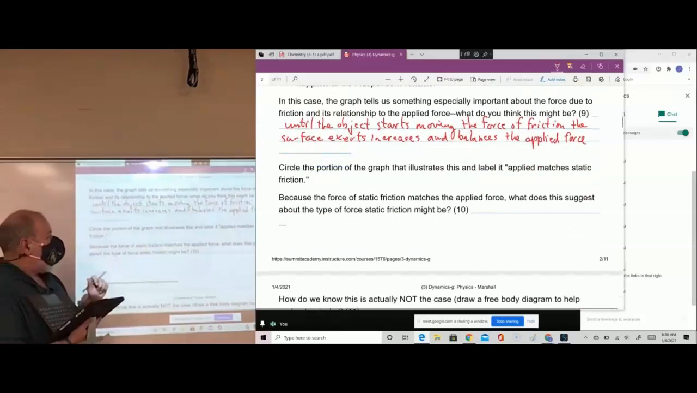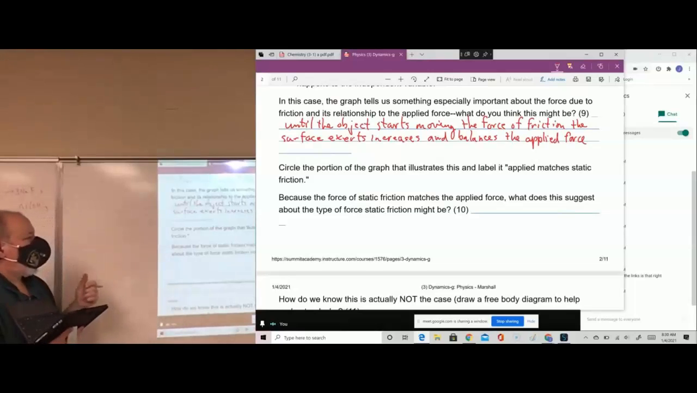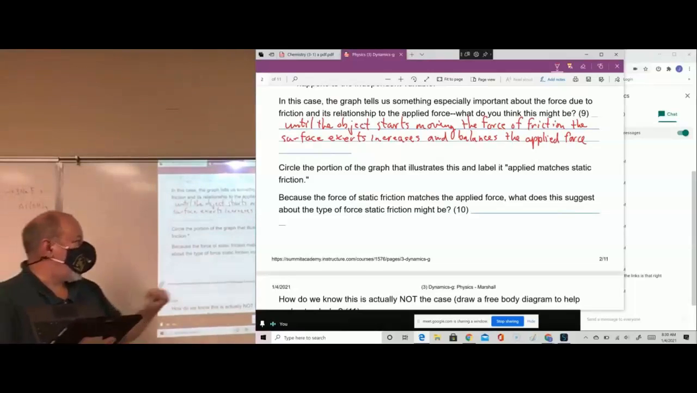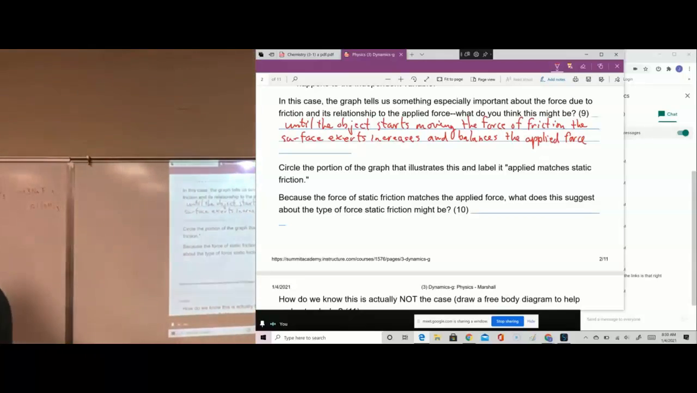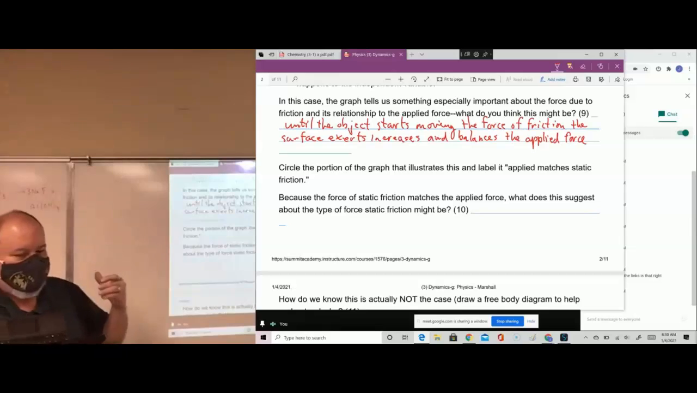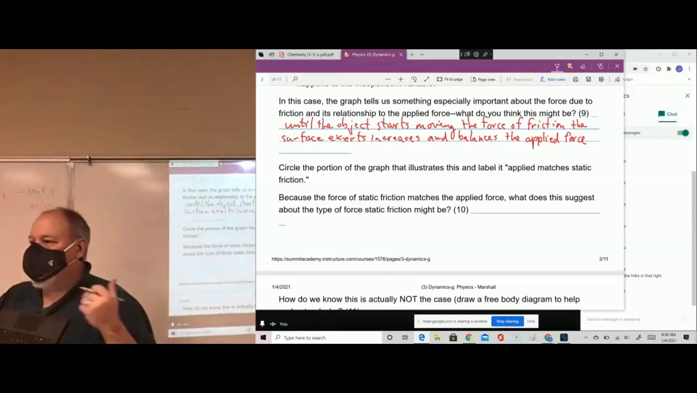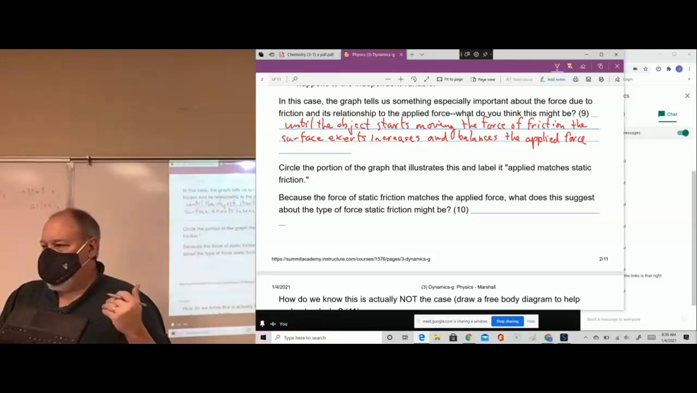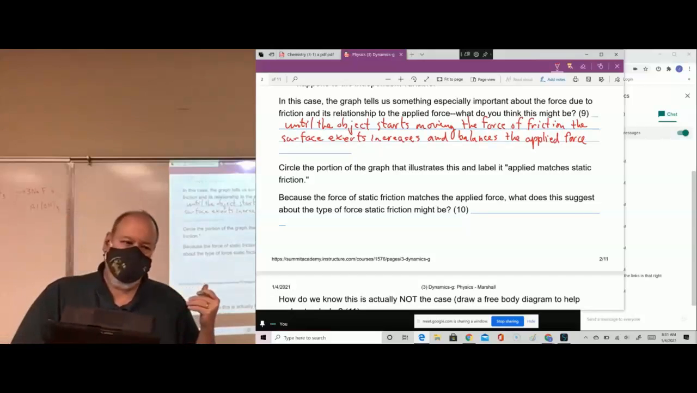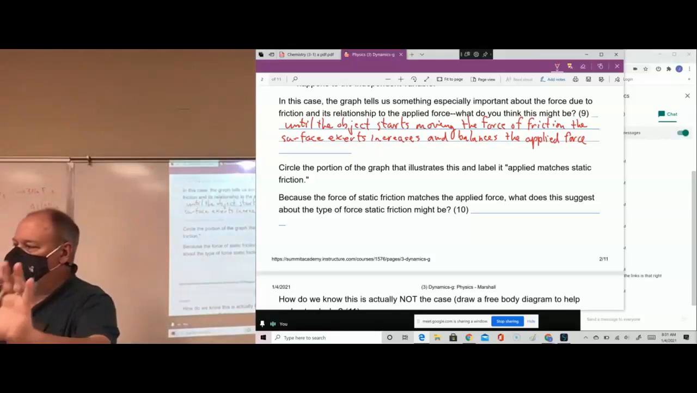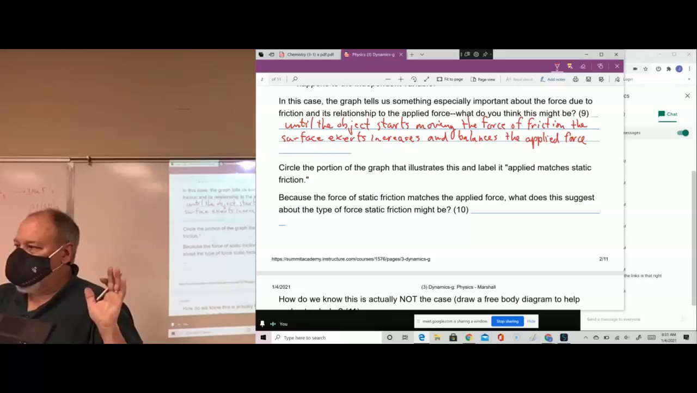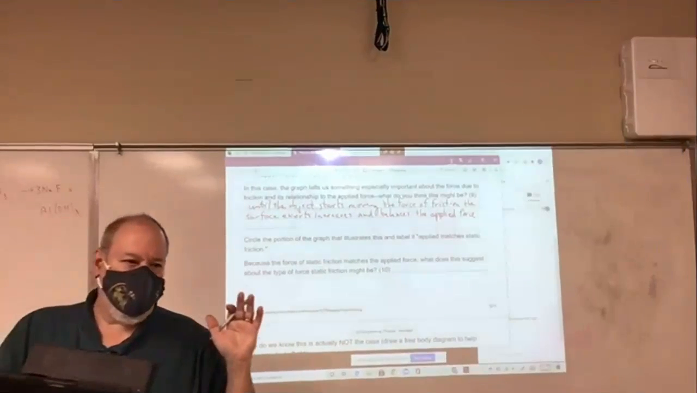So, now, because the force of static friction matches the applied force, what does this suggest about the type of force the static friction might be? What scenario does it happen in that if I have an applied force, I have another force that's equal to that? Which of Newton's laws is that related to? If I have a force on something, it pushes back with an equal and opposite force. That's Newton's what law?